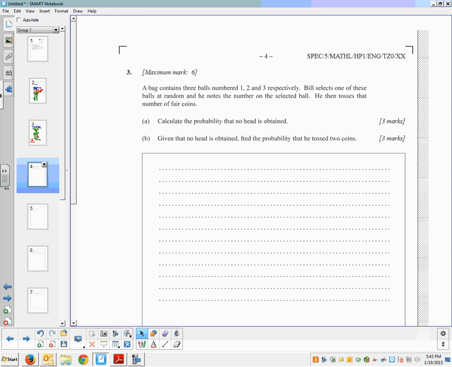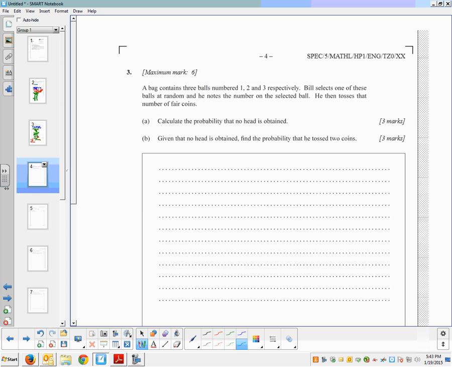Question 3. Probability. A bag contains 3 balls numbered 1, 2 and 3. Bill selects one of these balls at random and he notes the number on the selected ball. Then he tosses that number of fair coins. So he's either tossing 1, 2 or 3 fair coins.